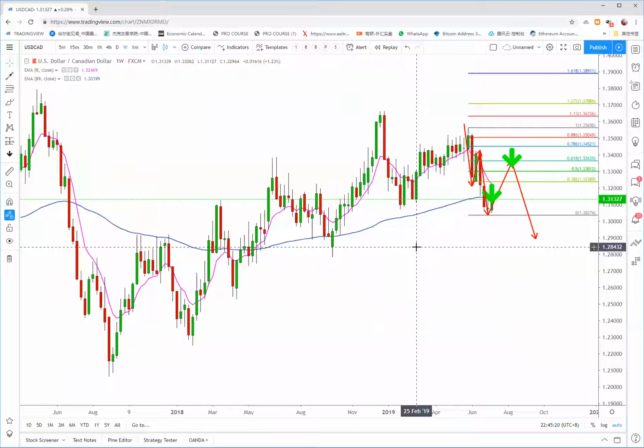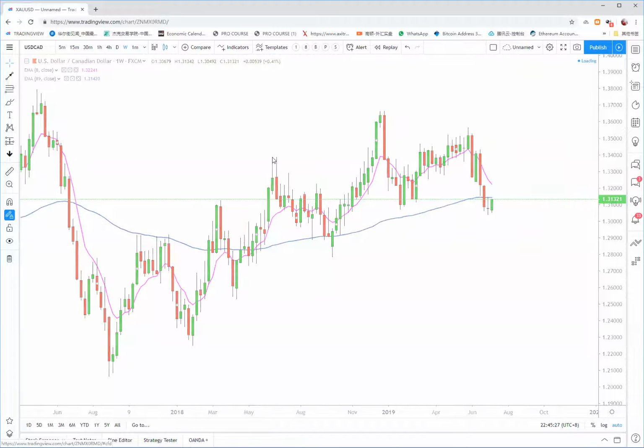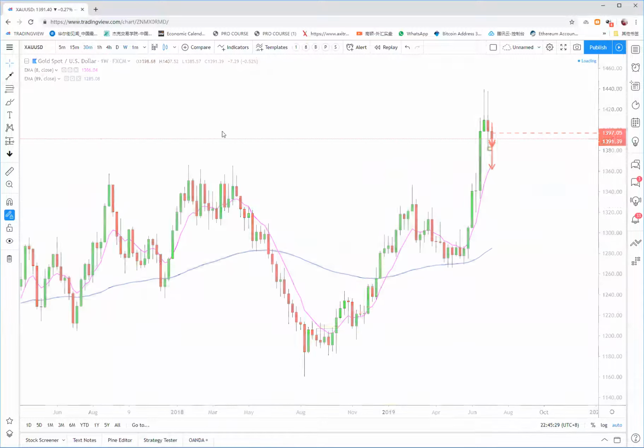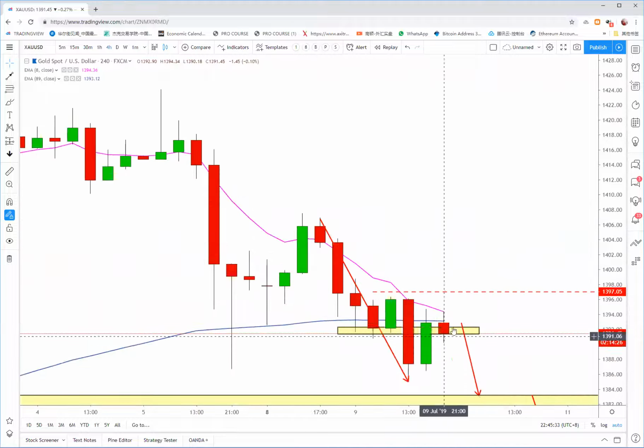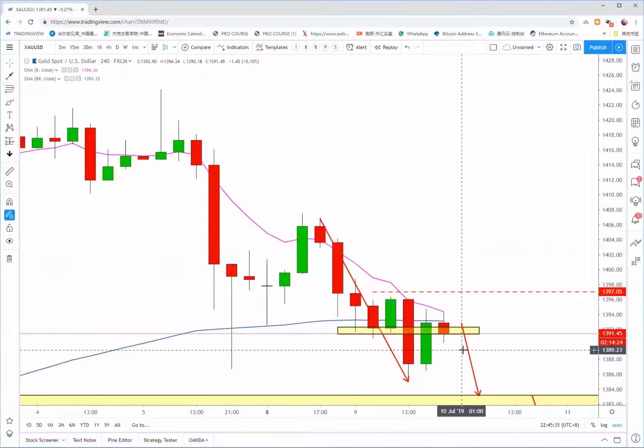So that's all for today. I think there's nothing much we need to talk about. Let's just check the gold. As the gold goes down, yeah, the gold is falling, right? Did you short? Looks good. It's still below the 89 EMA.